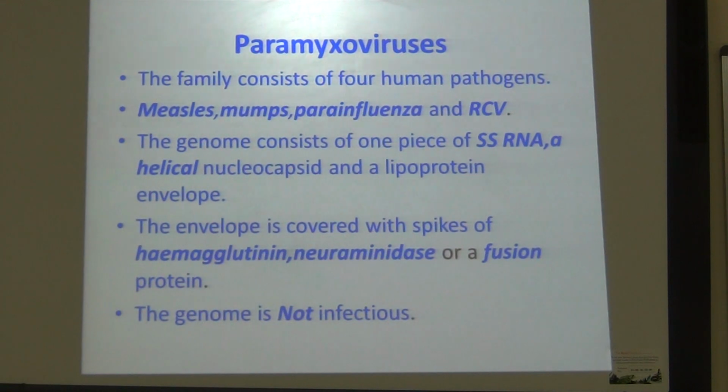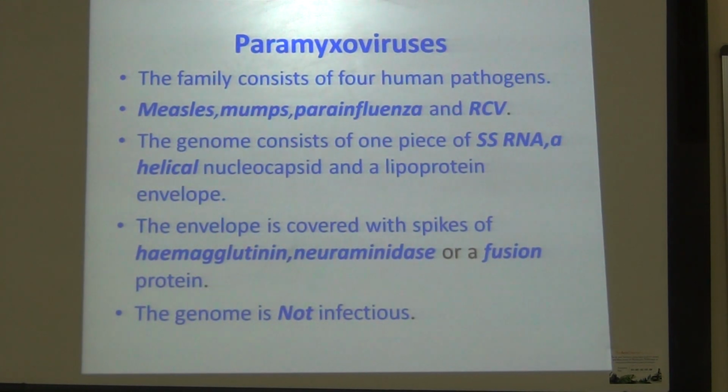Then again, the important point is about the proteins which protrude from the envelope. The virus contains spikes, and these are hemagglutinins. Their characteristic feature is that they cause hemagglutination when RBCs are added. And they also contain an enzyme which is neuraminidase.